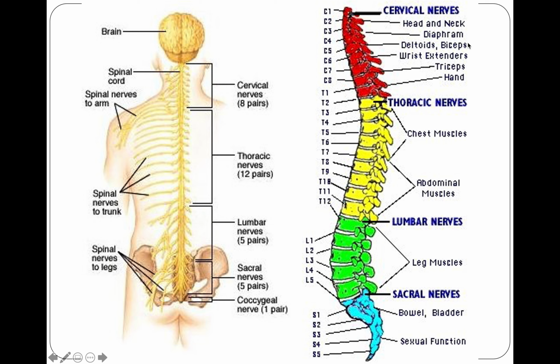Your arms can become weak. Your deltoids are the points of your shoulder muscles, and your biceps, of course, are the front of your upper arm muscles. Wrist extenders, you can start having interesting problems in your wrist. Triceps are a little bit lower. That's the back of your upper arm muscles, and of course, hand.